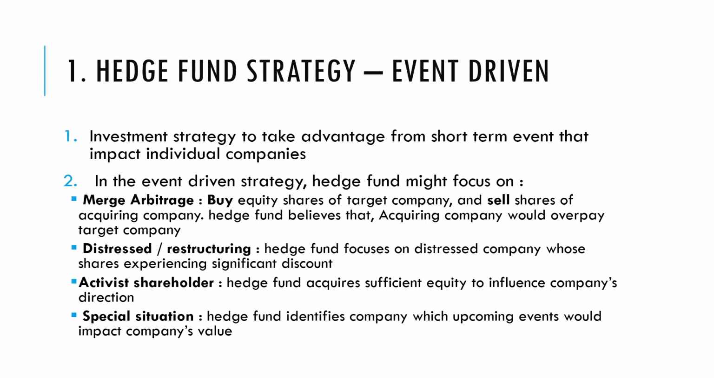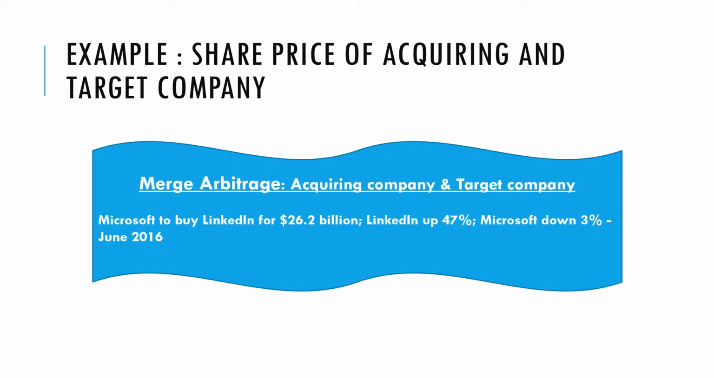Different hedge funds would employ different strategies to earn a higher return. The hedge fund would employ an event-driven strategy, in which the hedge fund analyzes the event and makes an investment decision. For example, the hedge fund would focus on events in companies such as merger arbitrage, distressed or restructuring events. This slide explains merger arbitrage would generally cause an increase in share price in the target company, and a decrease in share price for the acquiring company, such as in the case of Microsoft acquiring LinkedIn in 2016.